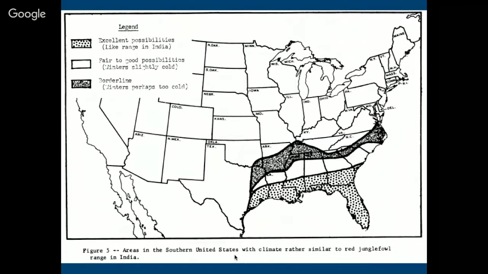Notice figure 5, areas in the southern United States with climate rather similar to red junglefowl range in India. And he classifies the southeastern US into 3 zones. The southeasternmost is labeled as excellent possibilities, like the range in India. And then the middle zone, fair to good possibilities, winters slightly cold, and then borderline, winters perhaps too cold.